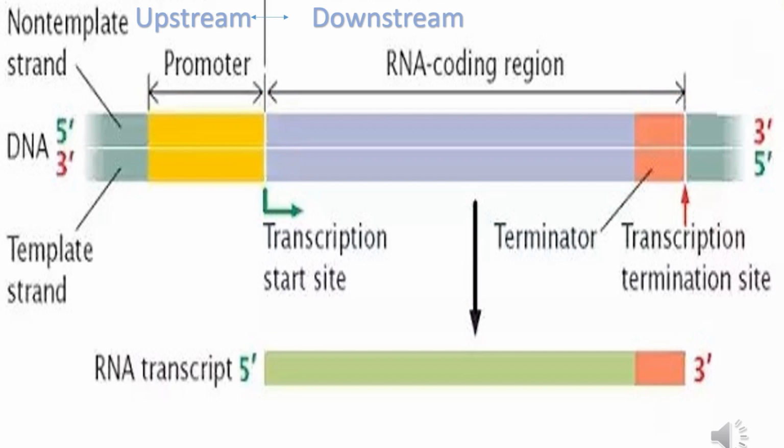This is a representation of the DNA structure. There are two strands, the template strand and the non-template strand. There is a region called the promoter where RNA polymerase binds and initiates transcription. The transcription start site is the site where the first base pair is added. It is followed by the RNA coding region, then the terminator where transcription terminates. The sequences prior to the transcription start site are known as upstream, and the sequences after the transcription start site are known as downstream.